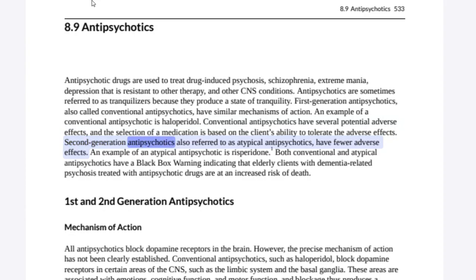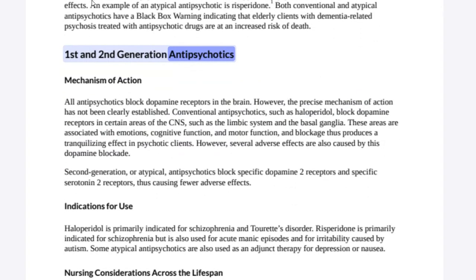Second-generation antipsychotics, also referred to as atypical antipsychotics, have fewer adverse effects. An example of an atypical antipsychotic is risperidone. Both conventional and atypical antipsychotics have a black box warning indicating that elderly clients with dementia-related psychosis treated with antipsychotic drugs are at an increased risk of death.